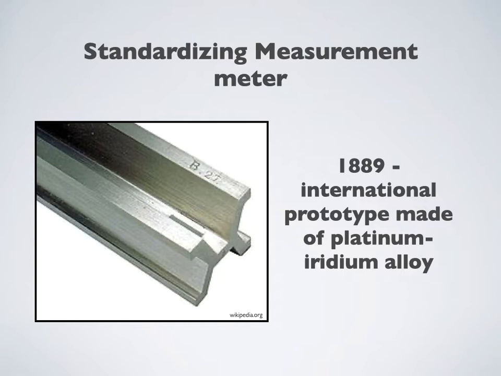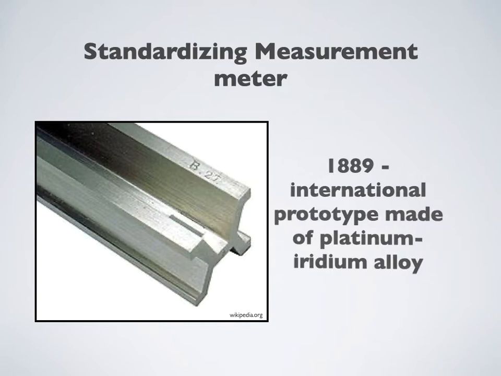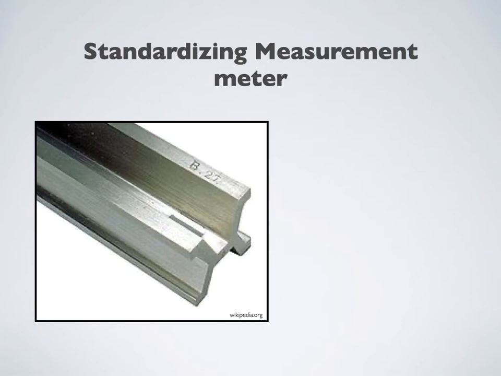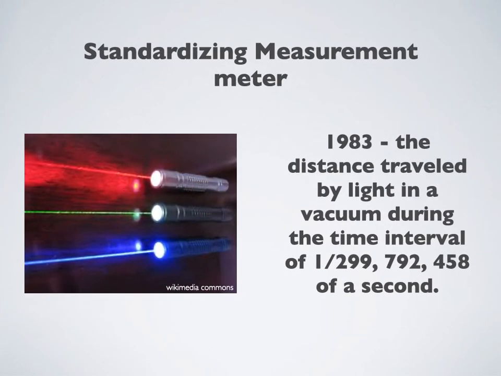Also, metals expand and contract with temperature, so you need a whole other set of conditions telling exactly what temperature that bar of metal would need to be measured at in order to be exactly a meter. So this held up for a while, but then in 1983, which was our next big revolution in measuring the meter, we defined it using lasers and computers.